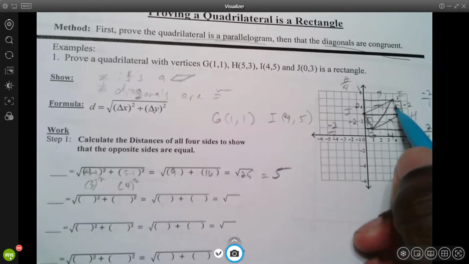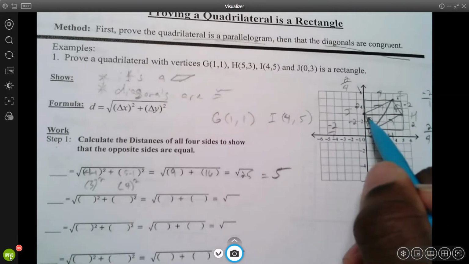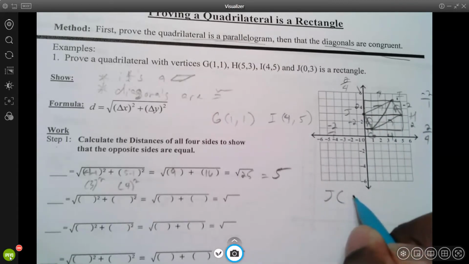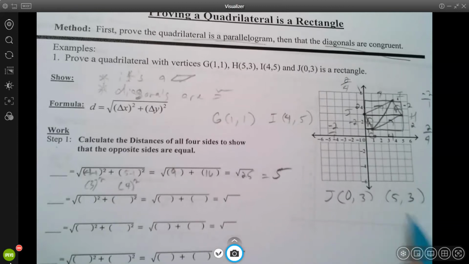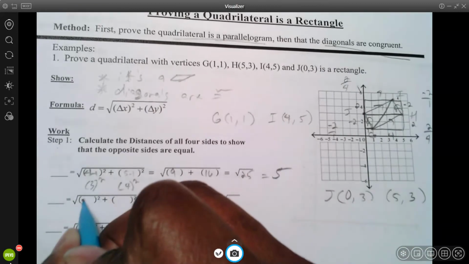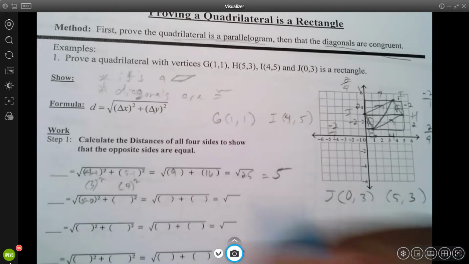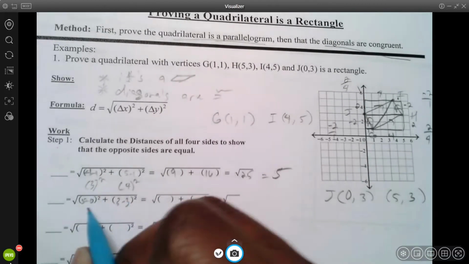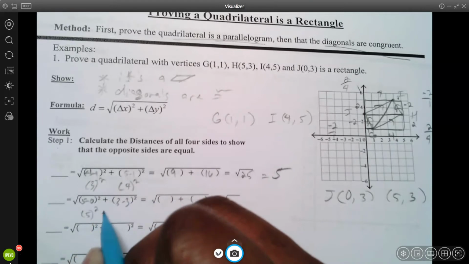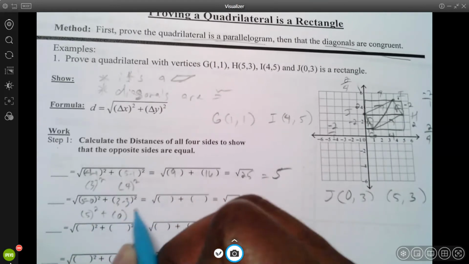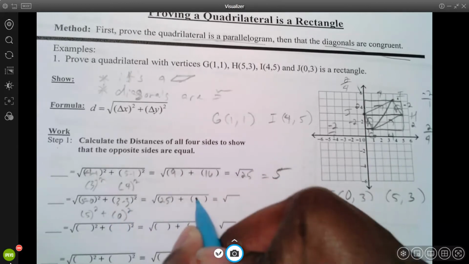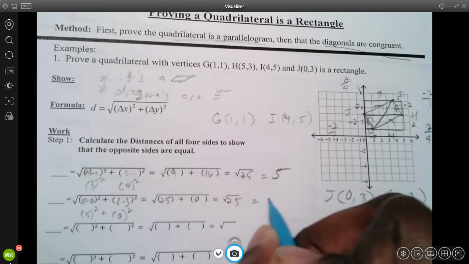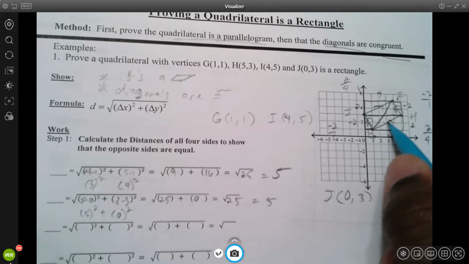And then I want to prove that this diagonal is the same, so I'm choosing J to H. J's coordinate is 0, 3. H's coordinate is 5, 3. It's going to be 5 take away 0, and then 3 take away 3. 5 take away 0 is 5 squared. 3 take away 3 is 0. So 5 squared is 25, 0 squared is 0. That's the square root of 25, which is also 5. So both of those diagonals are 5.